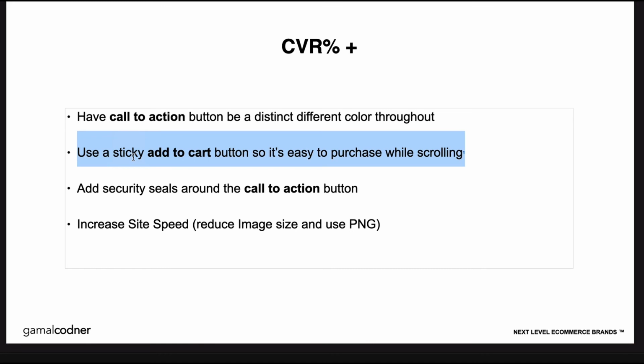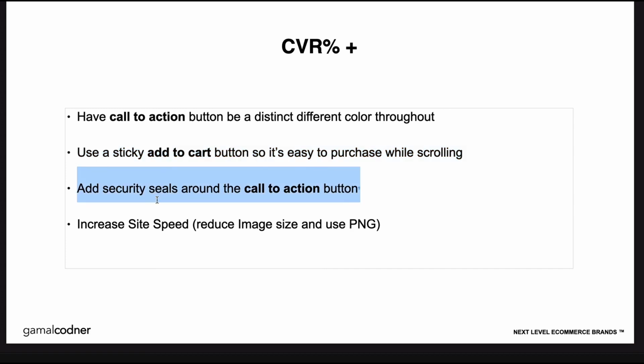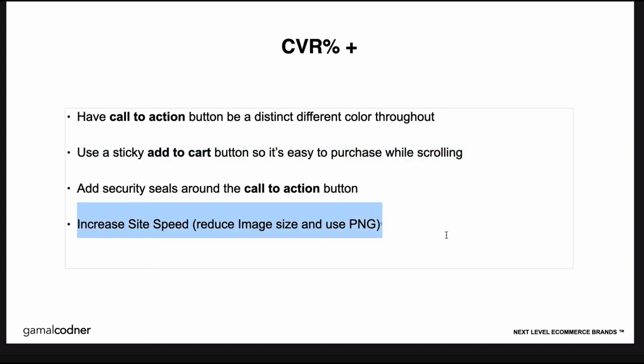Make your add to cart button sticky or readily available throughout your funnel and throughout your website. You don't want, when people are ready to make a purchase decision, for them to have to scroll far or search to try to complete checkout. Add security seals around your call to action button and increase your site speed. Slow load speed is one of the biggest turnoffs in why conversion rates suck. When someone loads your site from social, if it takes too long to load, they'll just click back off. A really easy way to do that without getting into coding is just reduce your image size. Use an image tool to reduce the size of the file and save them as a PNG instead of a JPEG.